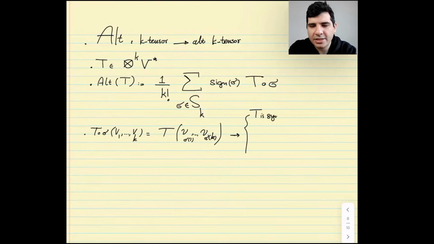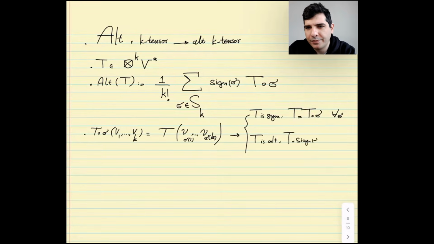So just with this new notation, T is symmetric if T equals T∘sigma for every permutation sigma. And T is alternating if T∘sigma equals sign of sigma times T for any sigma. Just a way to make things a bit more concise. So now the claim is that no matter what the k-tensor T is, Alt of T is an alternating k-tensor. It's a good exercise to verify this and make sure this is correct.